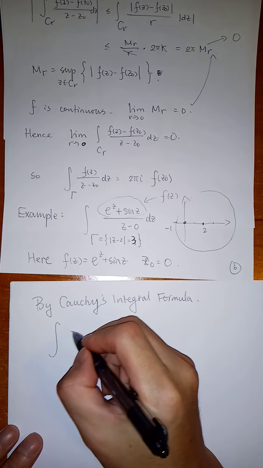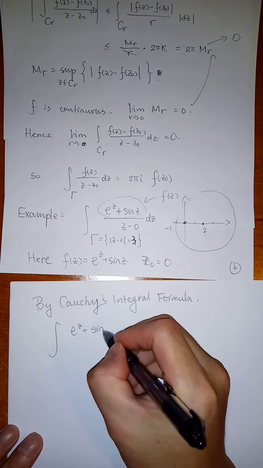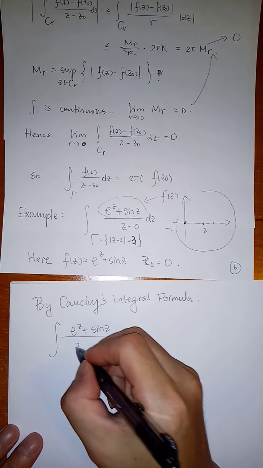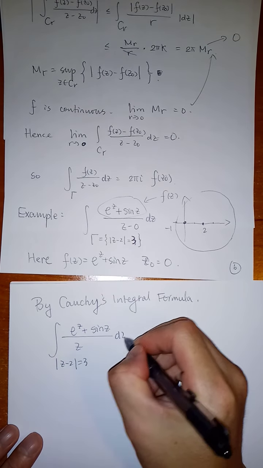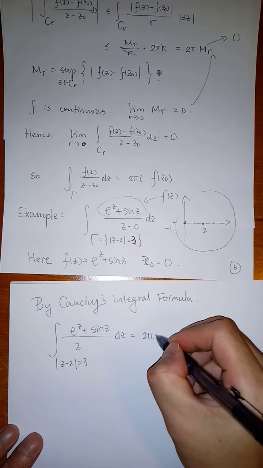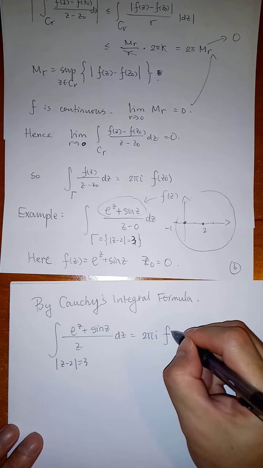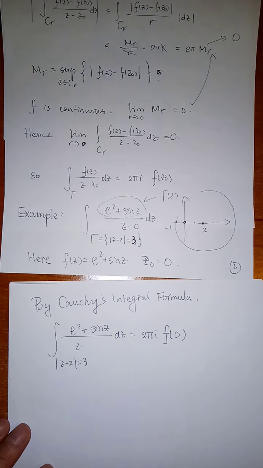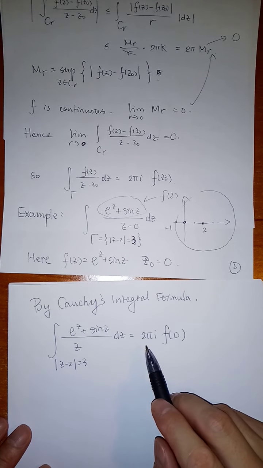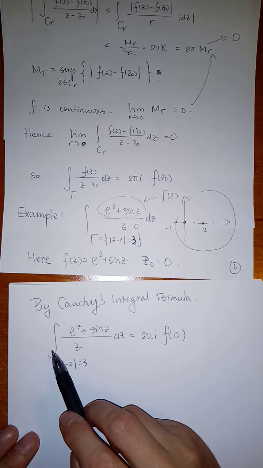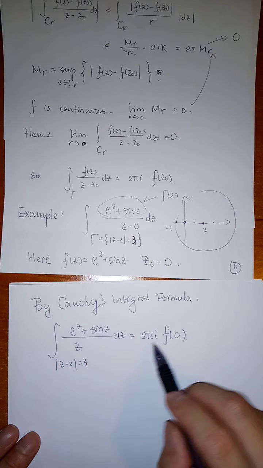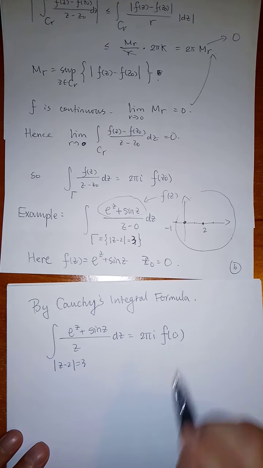This integral is equal to 2 pi i times the function evaluated at 0. Remember, the integral formula has a coefficient 2 pi. If you put it with the integral, it's 1 over 2 pi. If you put it with the function, it's 2 pi times the function evaluated at 0.